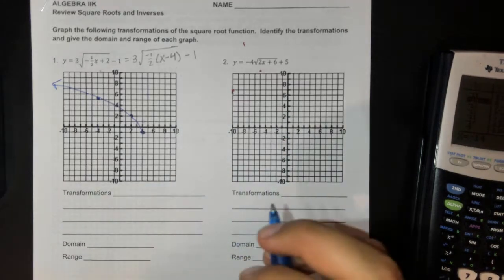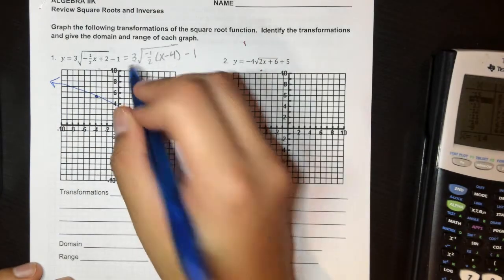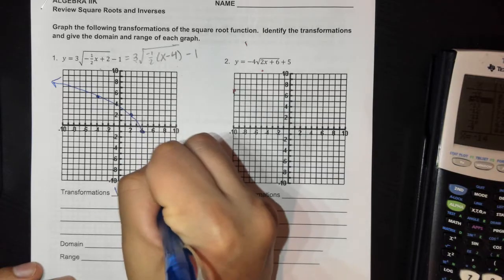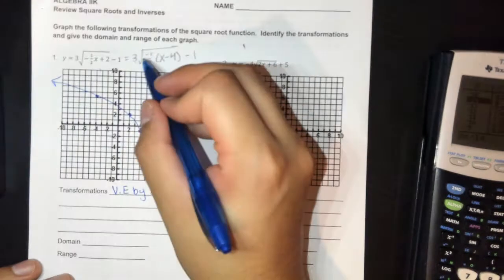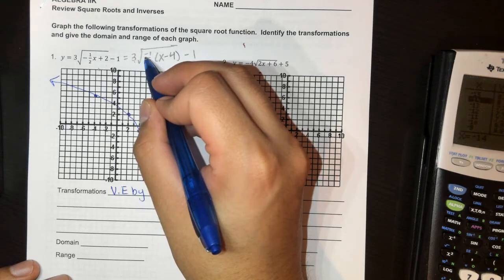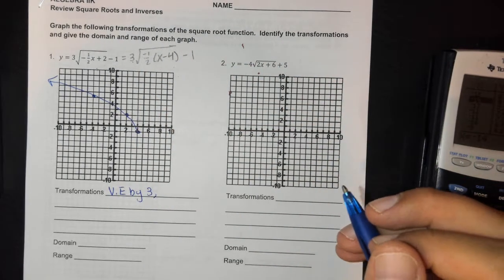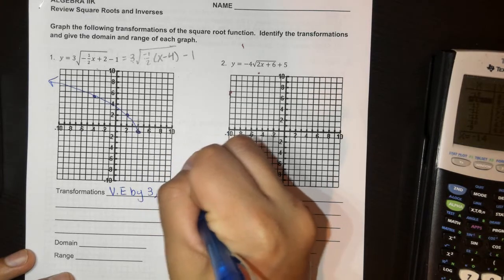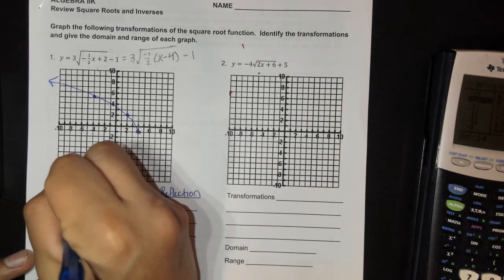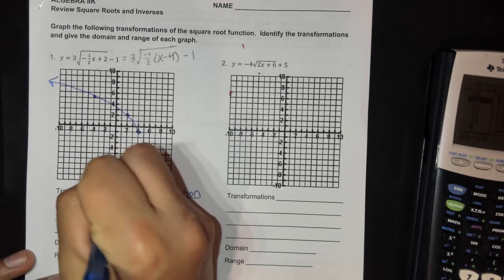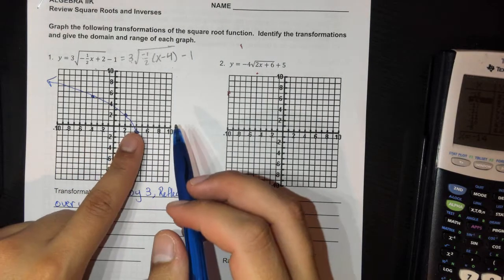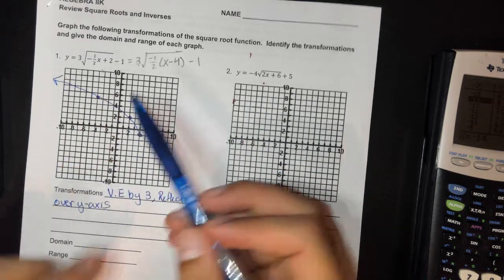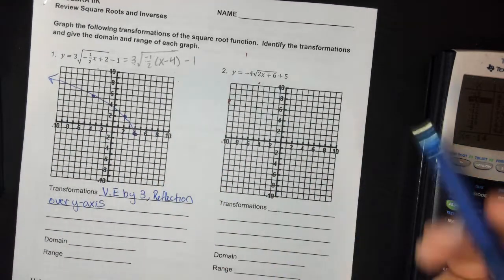Now let's get the transformations. So this 3 right here is telling us vertical expansion by 3. The negative on the inside is telling us horizontal reflection, or reflection over the y-axis. So that's the reason why the function is pointed this way instead of going this way. It reflected over the y-axis, so it's now pointed towards this direction.